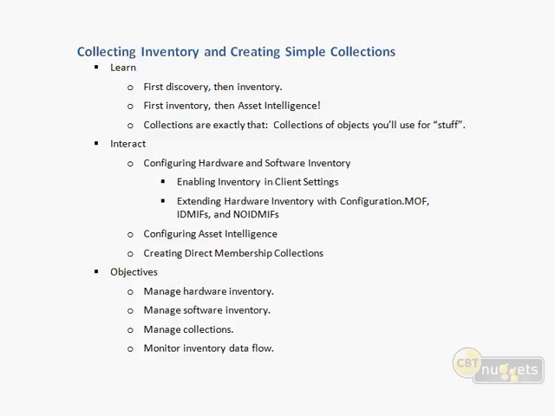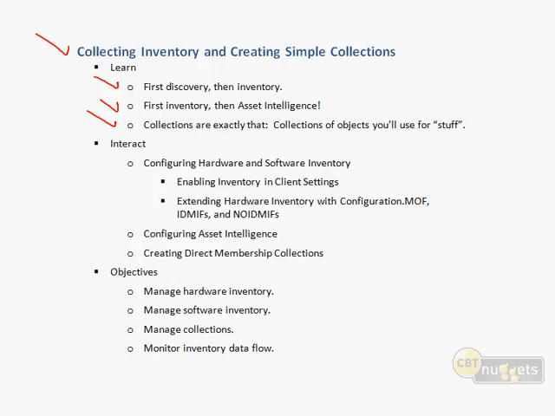So what have we talked about in this nugget? We've talked about collecting inventory and the process of creating simple collections. Pretty cool, huh? Creating simple collections is very easy, but they're not very powerful. I think in the next nugget, you're really going to begin to truly appreciate the power of Configuration Manager as it relates to deploying software and updates and configurations out to the different machines on your network. We talked about that whole discovery, then inventory, then Asset Intelligence process, and then we spent a minute talking about collections. Collections are the objects that contain devices or users that you tell to do things.